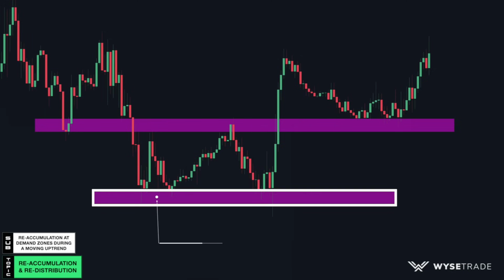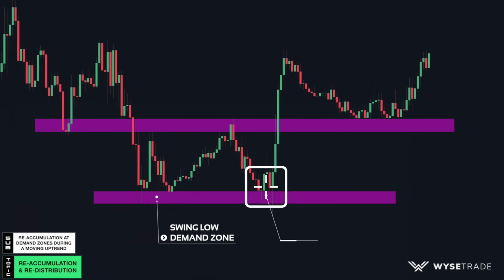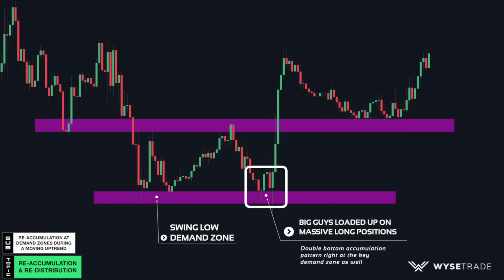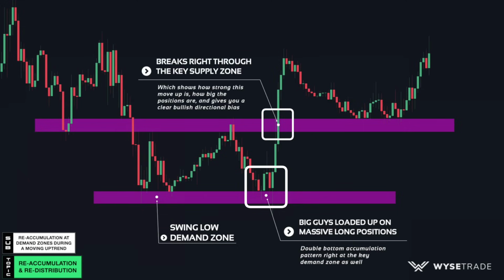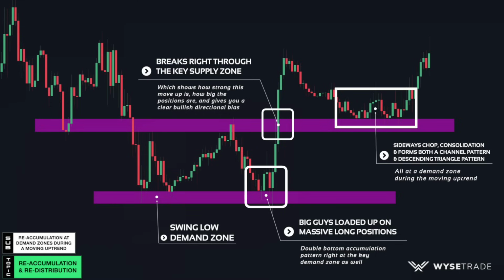At this swing low demand area, the big boys loaded up heavy here, which resulted in price taking off upwards and breaking through the next supply level. The directional bias is clearly long and upwards, so you want to trade with this upwards momentum. Price then pulls back to the supply turned to demand zone. Notice how price chops sideways, consolidated, and forms both a channel pattern and a descending triangle pattern.